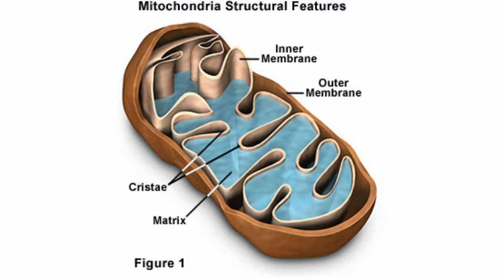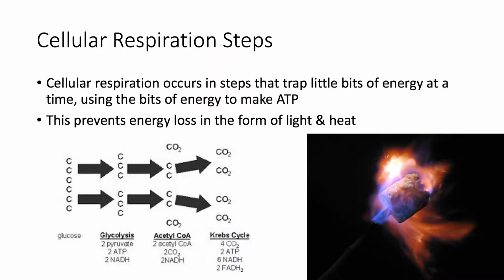Okay, so the other thing to know about cellular respiration is that it's very complicated and it's got a lot of steps. And that is for a reason. Cellular respiration takes place in steps, breaking apart sugar a little bit at a time and getting little bits of energy at a time to make ATP. If cellular respiration was just one step and you just tried to get all the energy out of your food at once, all that energy would be lost as light and heat.